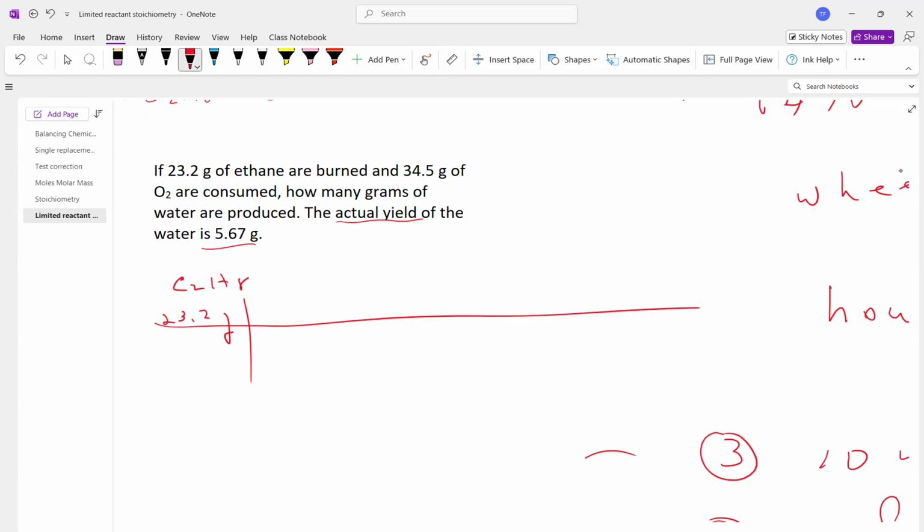Okay, so first thing is we need to calculate grams. So given grams to, excuse me, to moles. Ethane is C2, that's two 12.01s, and 6 H's, so that's 6 times 1.008. So we're looking at 30.07 grams per mole. Grams have got to cancel, that means grams are on the bottom.